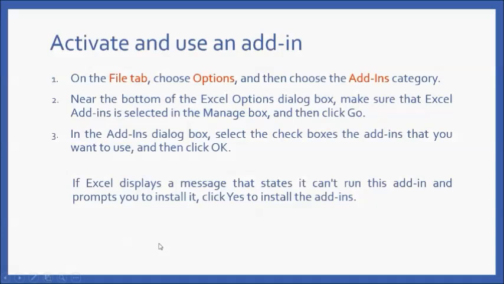Activate and use an add-in. So on the File tab, choose Options, then choose the Add-ins category. Near the bottom of the Excel Options dialog box, make sure that Excel Add-ins is selected in the Manage box. Then click Go. In the Add-ins dialog box, select the checkboxes and add-ins that you want to use, and then click OK. So if Excel displays a message that states it can't run this add-in and prompts you to install it, then click Yes to install the add-ins in Excel.